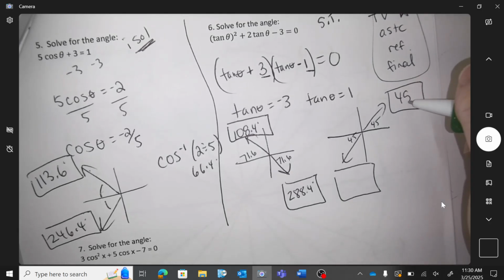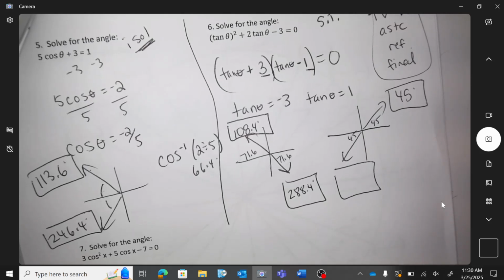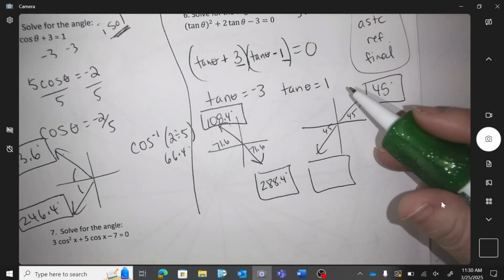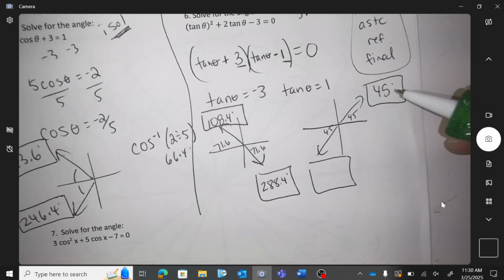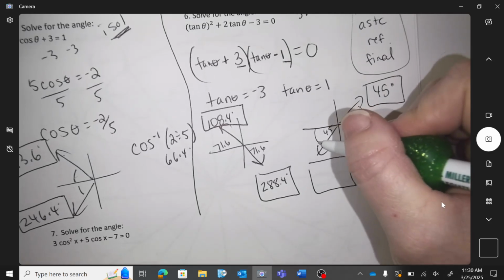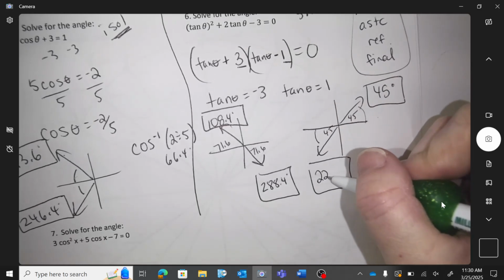Okay, and on the other side of the trig values, we got to do it again for 1. So tan inversing 1 gets me 45-degree reference. 0 plus 45, 180 plus 45.